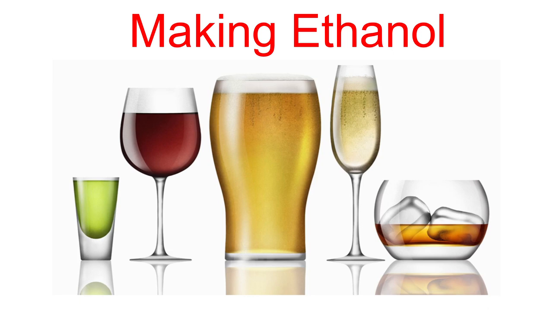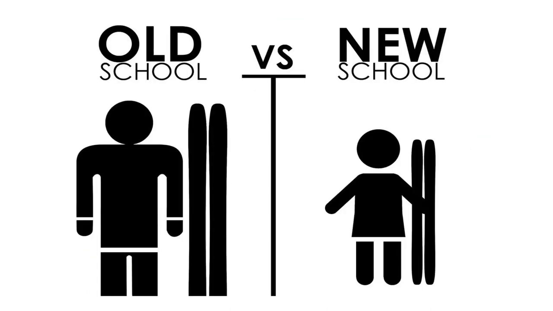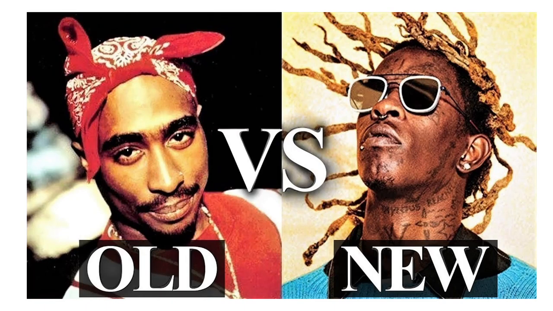Now, making ethanol, well, we haven't always been using these industrial ways of making ethanol. We've been making ethanol for thousands of years, the old-fashioned way. Ethanol has a lot of uses, but it was mainly used for alcoholic drinks. It's only recently we started using it in other ways. So let's compare the old school way of making ethanol with the new school industrial way.